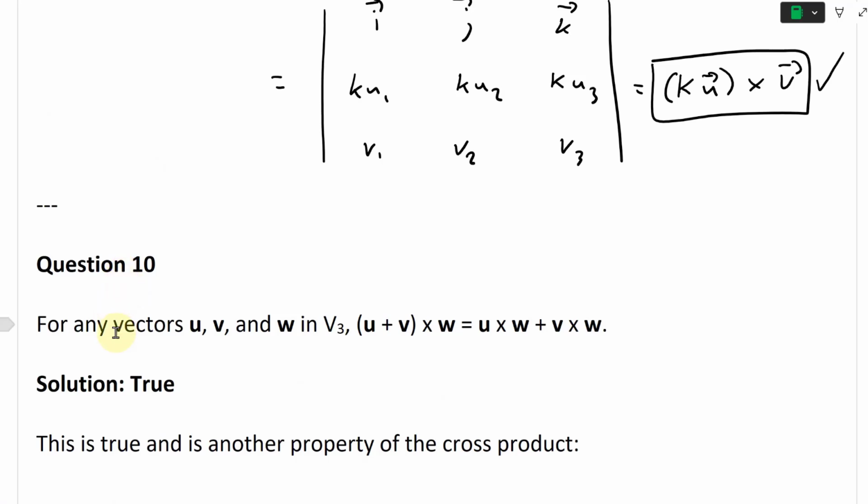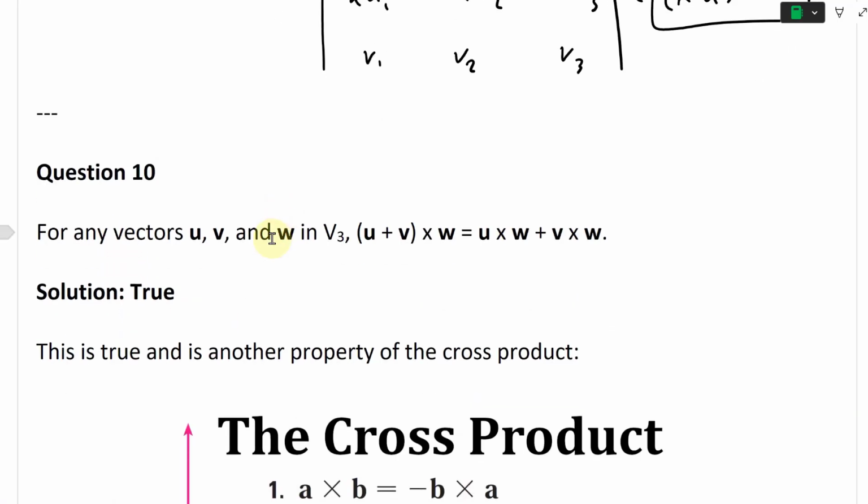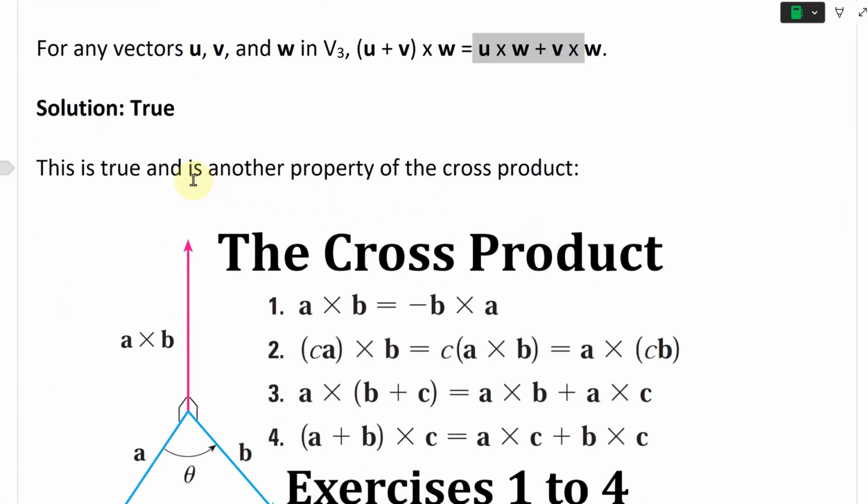Question 10 states: for any vectors u, v, and w in V3, or the set of all points in 3 dimensions, we have this statement, (u plus v) cross w equals u cross w plus v cross w. Basically, can we take the cross product of each of the vectors we're adding separately? So the cross product of these added together is equal to the cross product of each of the vectors separately. That is interesting, and this is actually true as well.